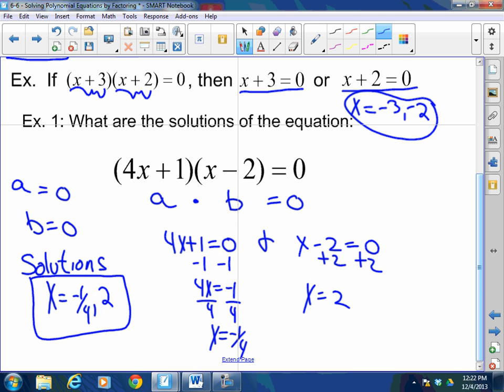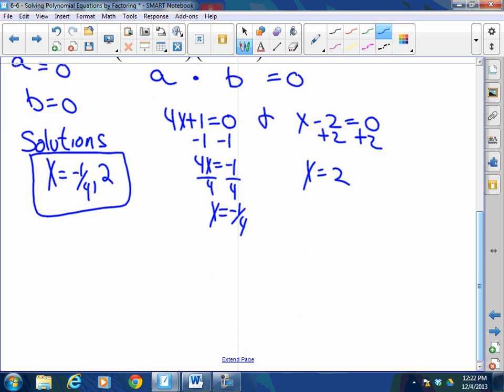And again, what does that mean, Moro? Who cares? That means that on some parabola, at the 2 and at the -1/4, that parabola is intersecting those 2 points. Does that make sense, guys? You have no idea yet how to make that parabola. I get it. We're going to get there. But do you understand what factoring does?